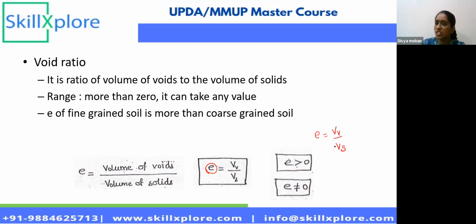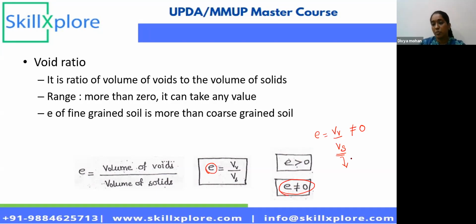While compacting to a greater extent, this Vv will not be equal to 0. Even if we are compacting with a very heavy force, the volume of voids will not be equal to 0. It may approach 0, but it will not be 0 in any case. We already know that the volume of solids is a constant parameter. Whatever process we are doing, it will be there. So the e value will not attain 0.